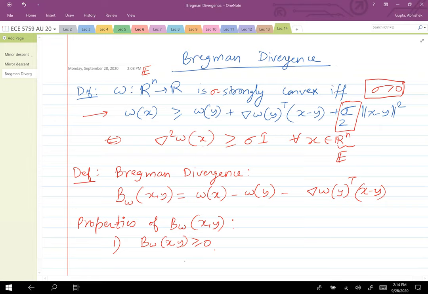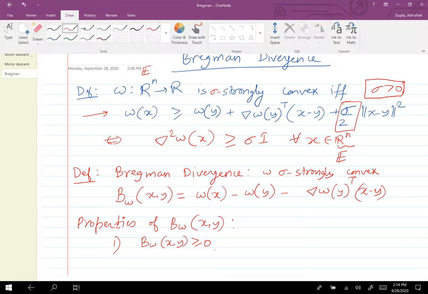Is it sigma strongly convex? Yes, it is sigma strongly convex. So omega is sigma strongly convex. That's right.